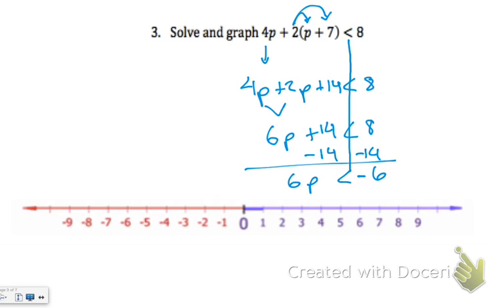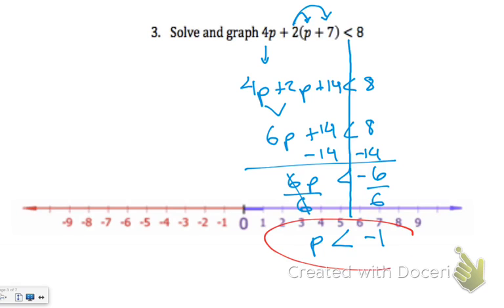So now finally, to get p by itself, I'm going to extend this down a little. We're going to divide by 6 on both sides. But this time, since we're dividing by a positive coefficient, we're dividing by positive 6 on both sides, we don't change the direction of the inequality. So p is less than negative 1. So it's not changing the direction even if you're dividing a negative and a positive number. You're only changing the direction of the inequality symbol if your coefficient that you're dividing by is negative.